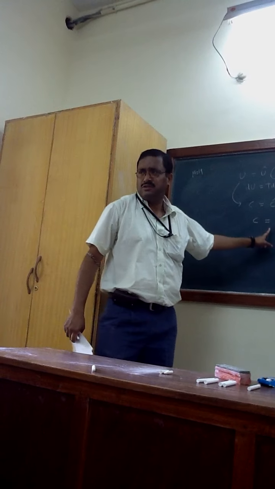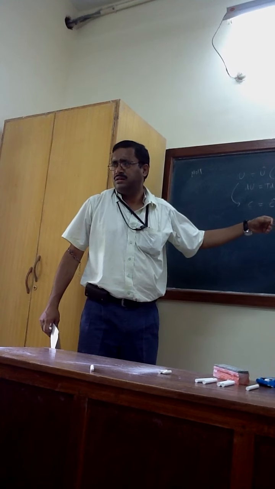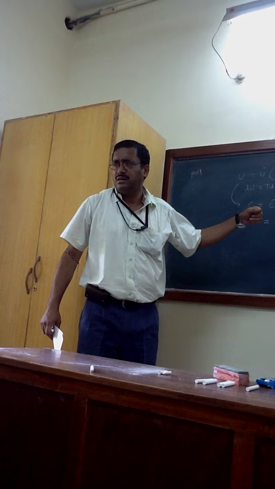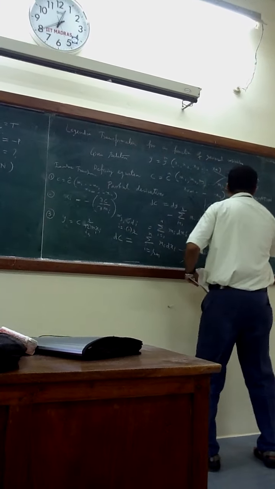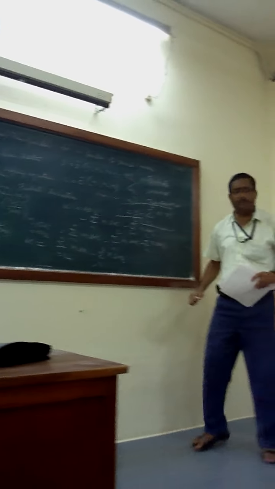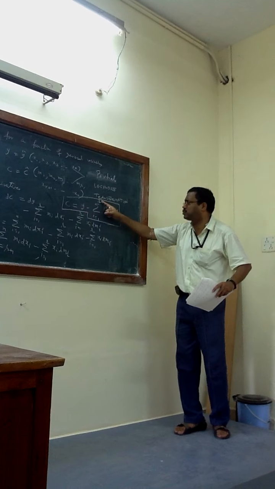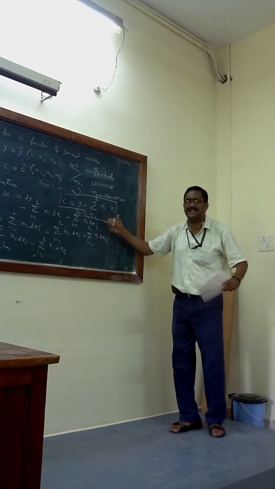C equals to Y minus. What is my C expression here? It is written here. C equals to Y minus the summation of i equals 1 to 1, that is, Y minus M1 X1.